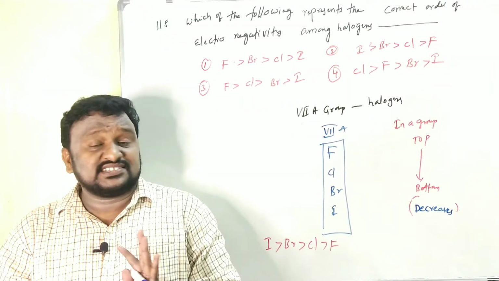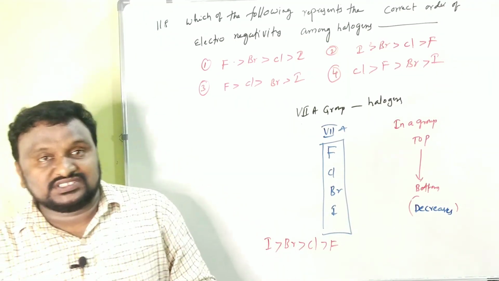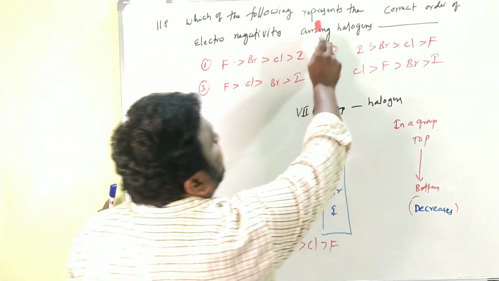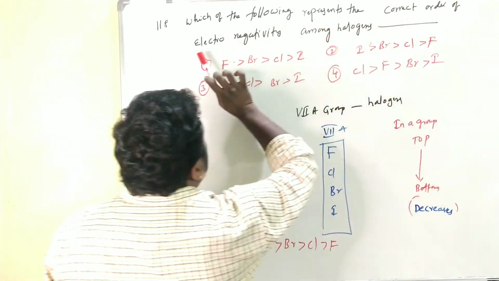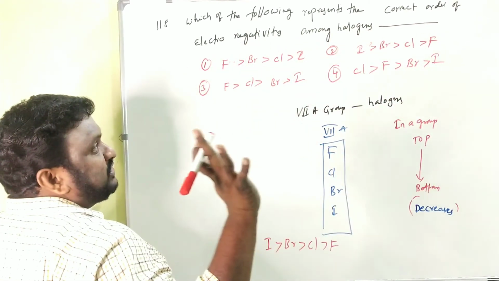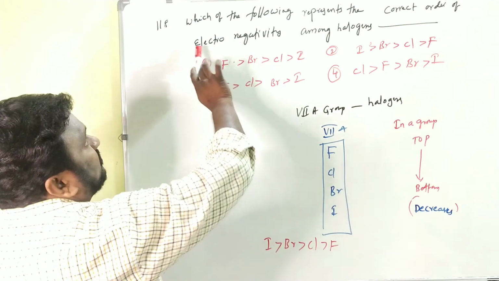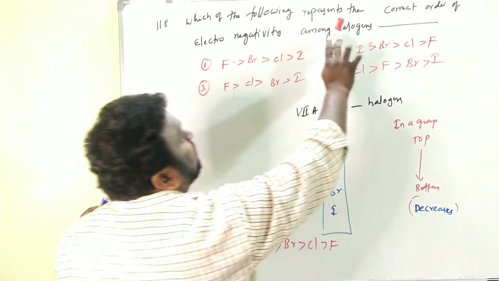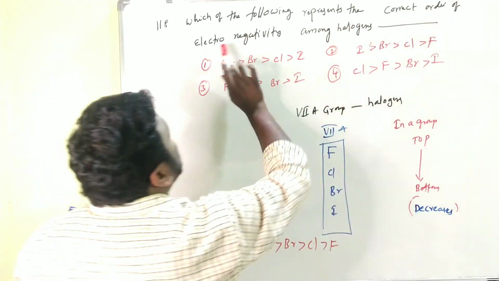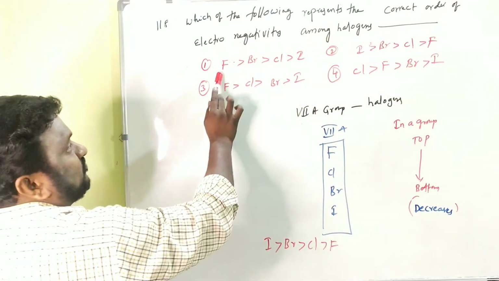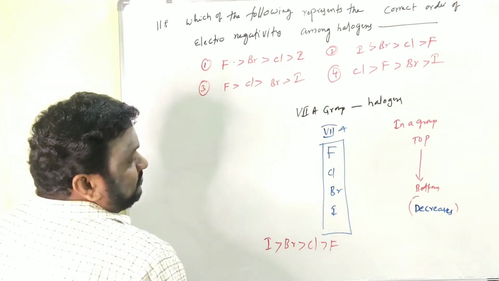This is a very interesting bit, so watch it once, very important too. Which of the following represents the correct order of electronegativity among halogens? Among the halogens, the given clue is halogens. The elements are given: F, Br, Cl, I.